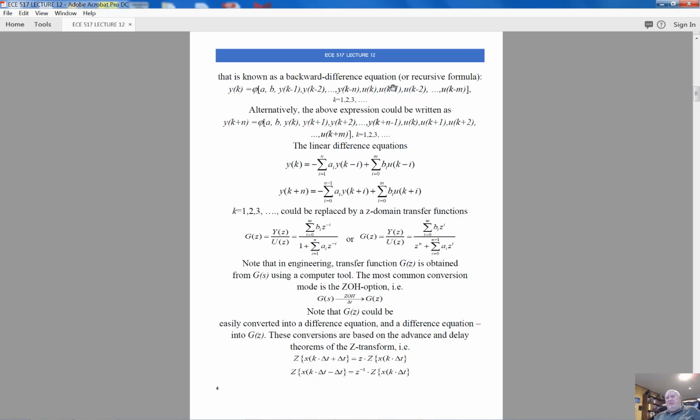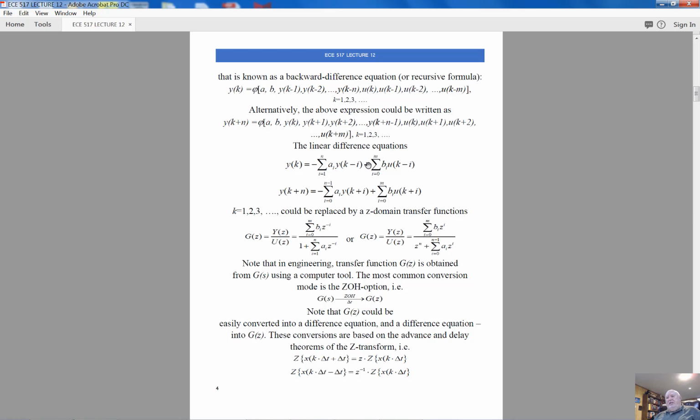However, this was a backward difference equation. Alternatively, we can rewrite this equation in the form of a forward difference equation. In a forward difference equation, we have the output at time k plus n that depends on some unknown parameters, the output at time k, the output at time k plus 1, and so on, and finally the output value at time k plus n minus 1. And then the value of the input at time k, the value of the input at time k plus 1, and so on. So this is the backward difference equation, and this is the forward difference equation. They may describe exactly the same system.